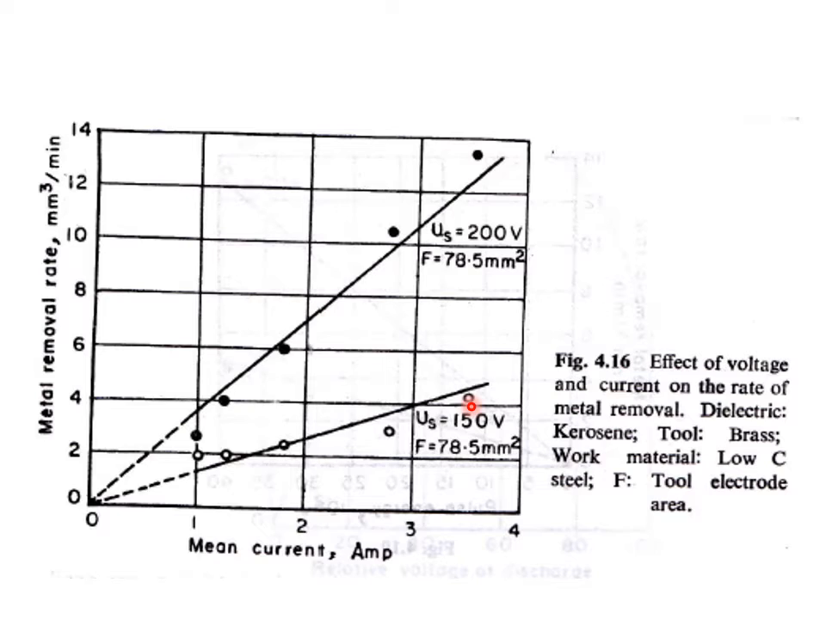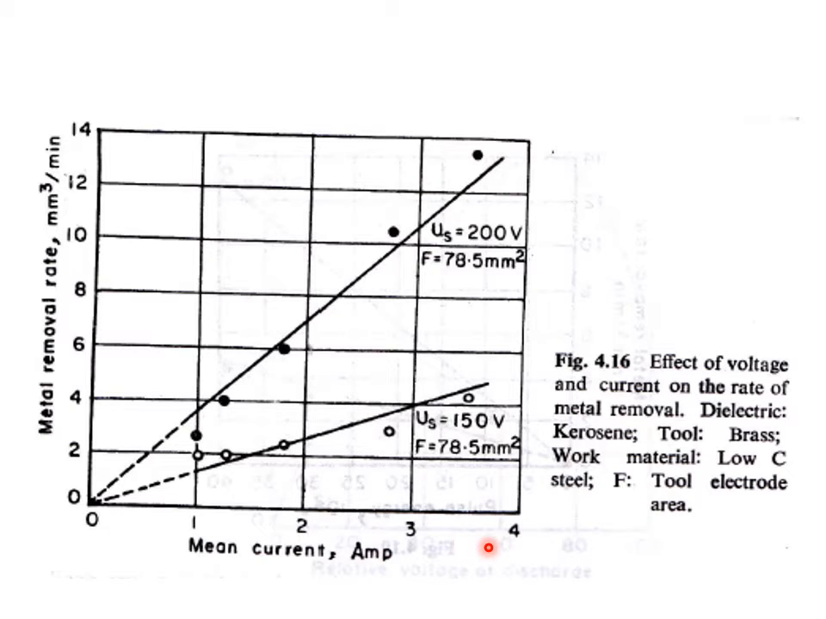The dielectric fluid is kerosene, the tool is brass, and the workpiece material is low carbon steel, with the same tool electrode area of around 78.5 millimeter square. When we see the two lines plotted for two different voltages, 150 volts and 200 volts, we can see that the increase in the voltage directly affects the metal removal rate, and it increases rapidly as the line shifts from 150 volts to 200 volts.